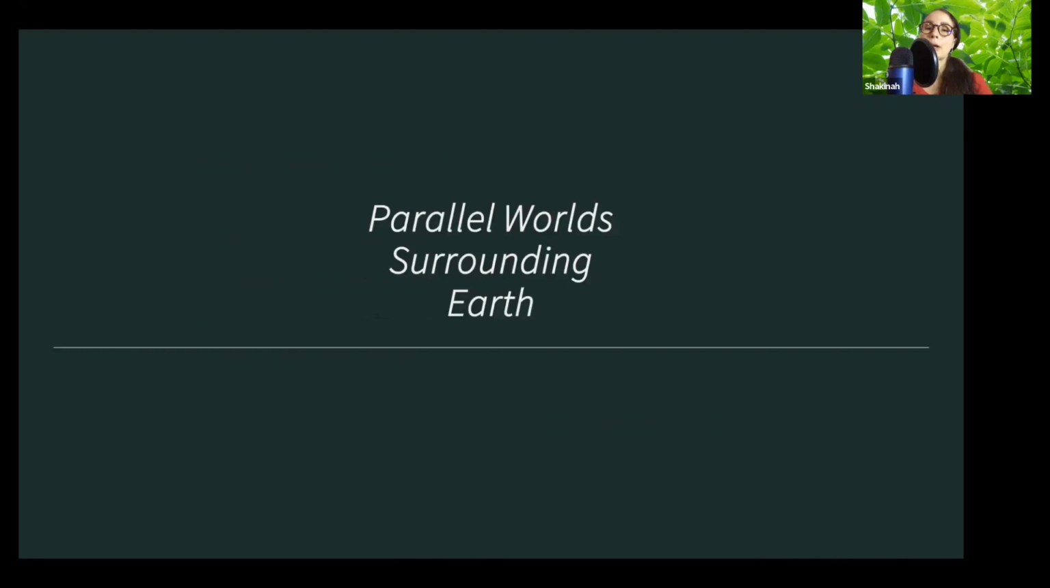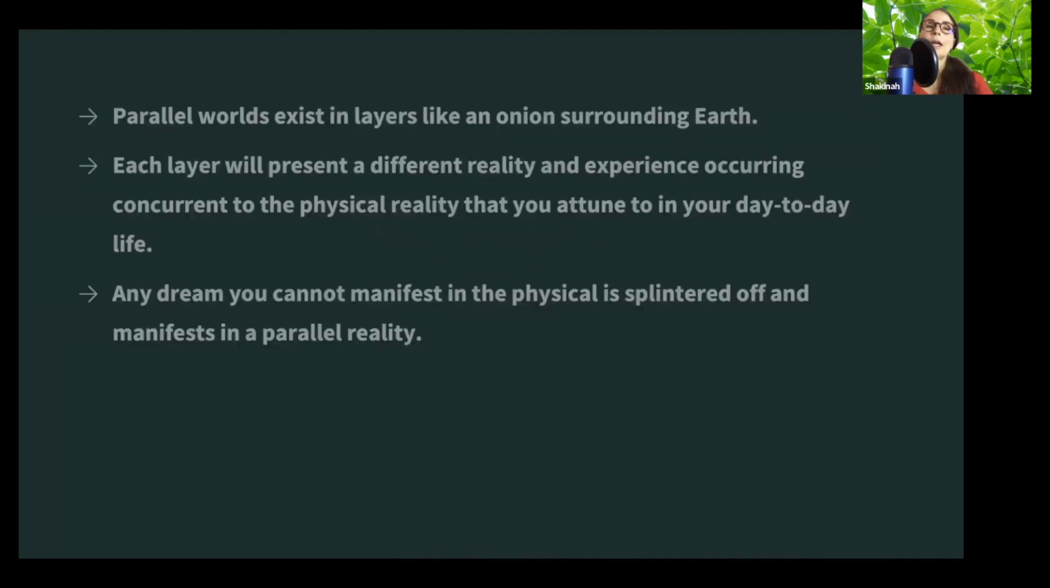Parallel worlds surrounding Earth. Parallel worlds exist in layers like an onion surrounding Earth. Each layer will present a different reality and experience occurring concurrent to the physical reality that you attune to in your day-to-day life. Any dream you cannot manifest in the physical is splintered off and manifests in a parallel reality.